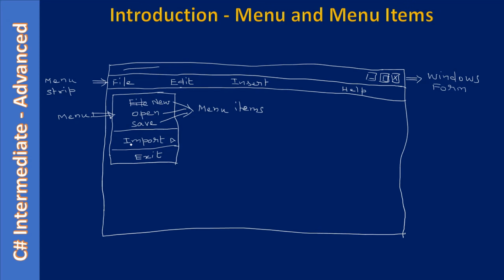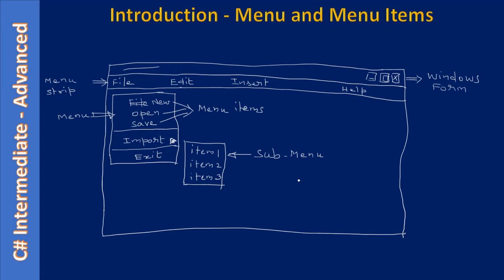Sometimes when you click a menu item, it may display one more menu. So that menu is called submenu. Usually the submenu will come with this arrow mark. Once you click this arrow mark, it will open one more menu. So we call this a submenu. So this is main menu. Main menu item opens one more menu. So in that case, we call this a submenu.